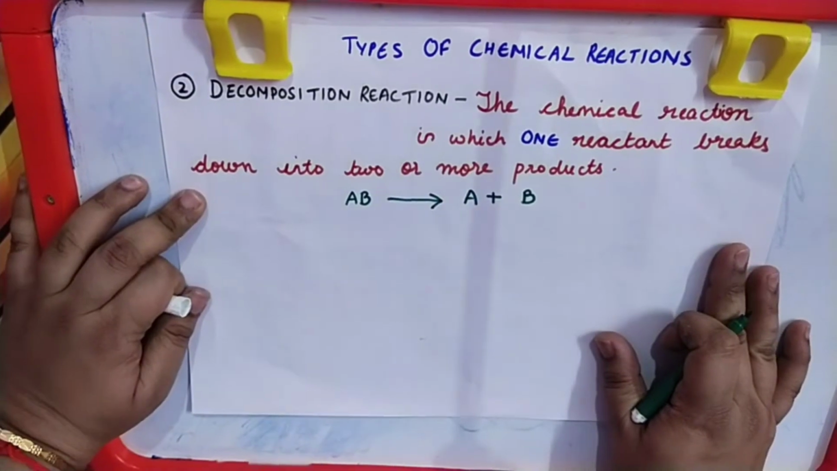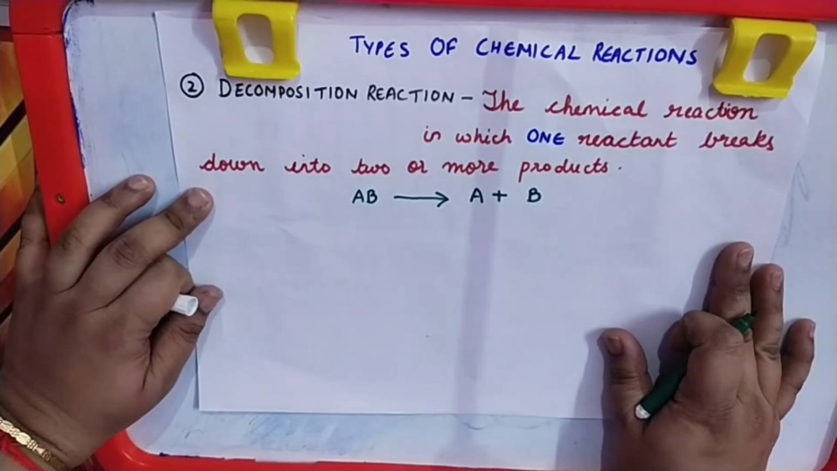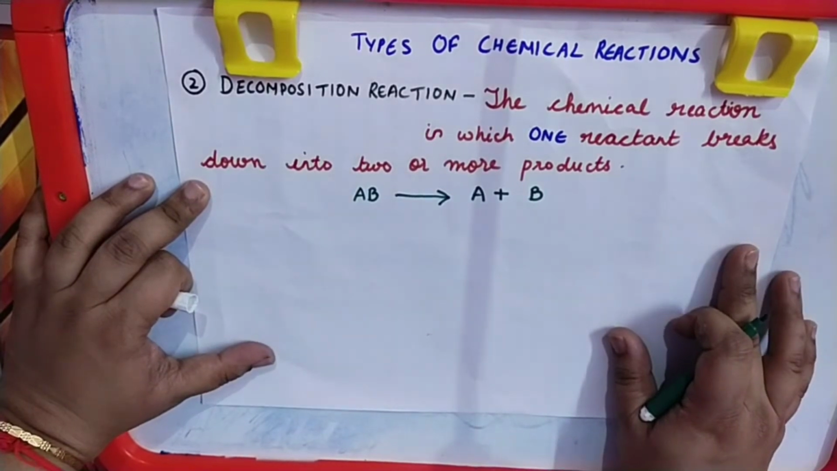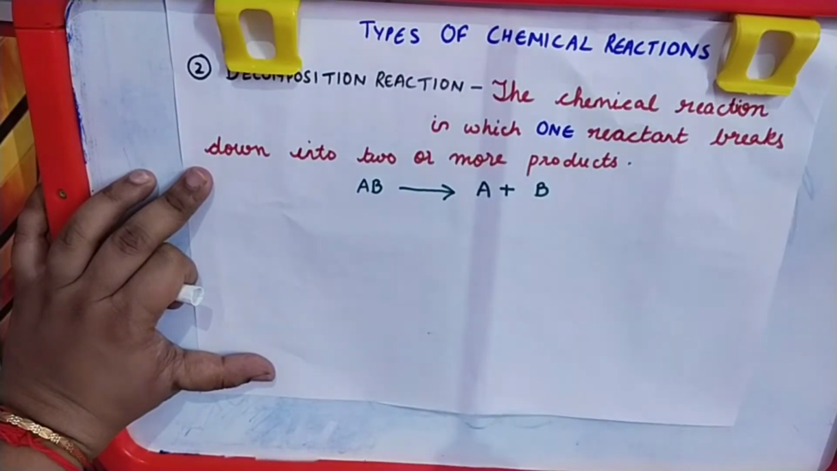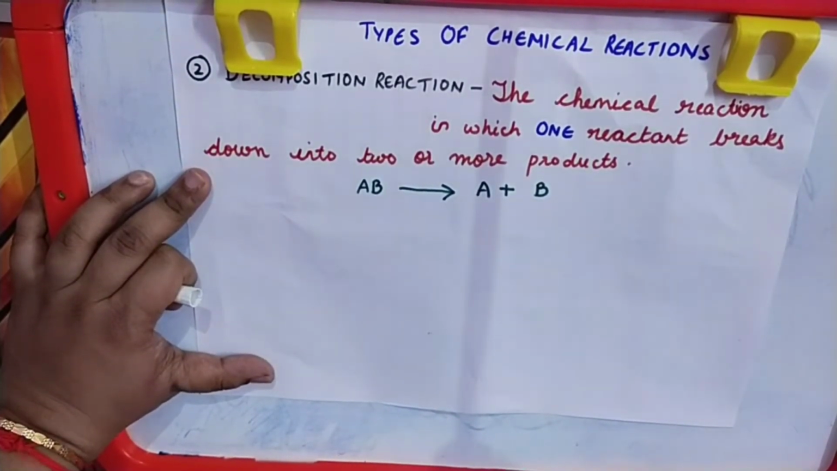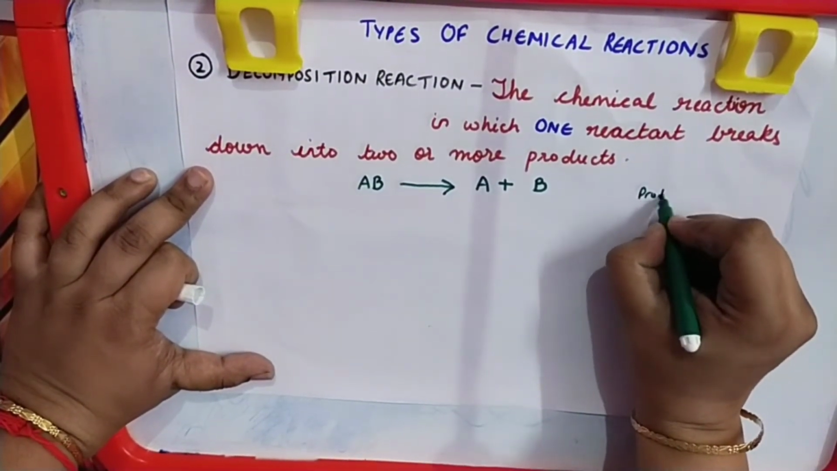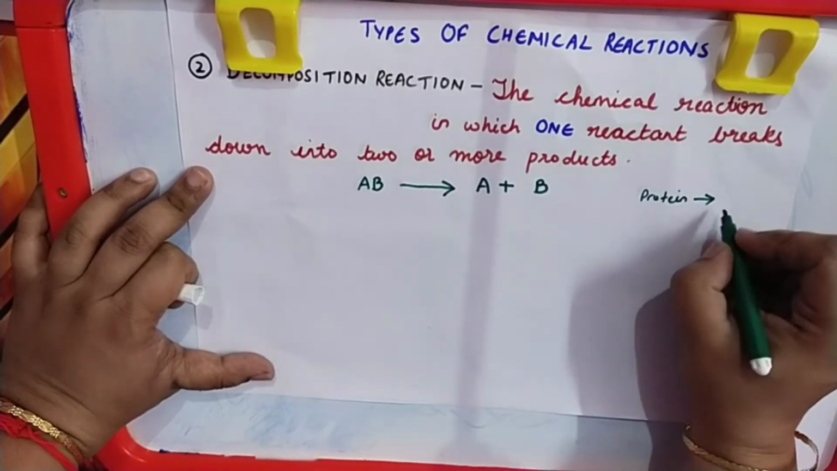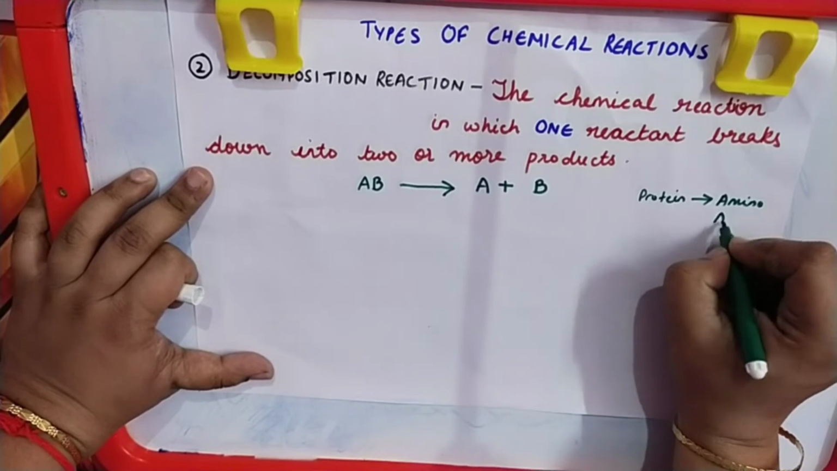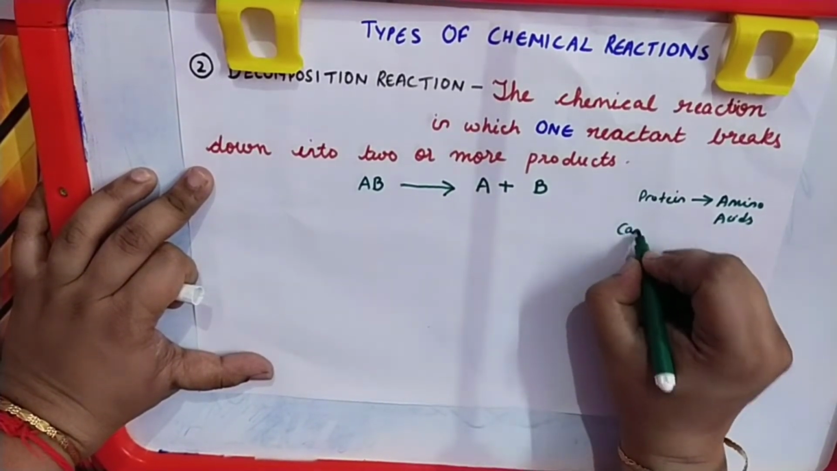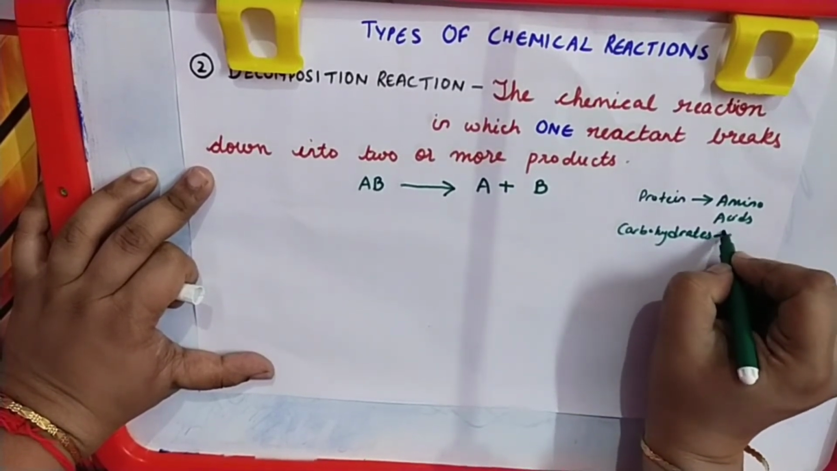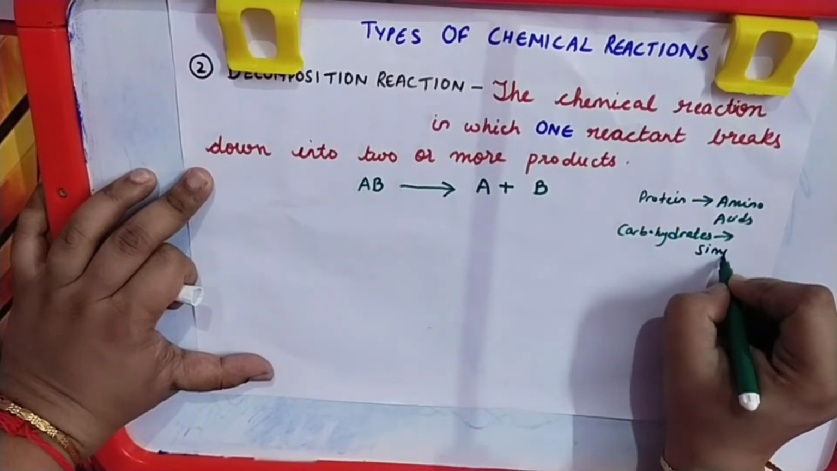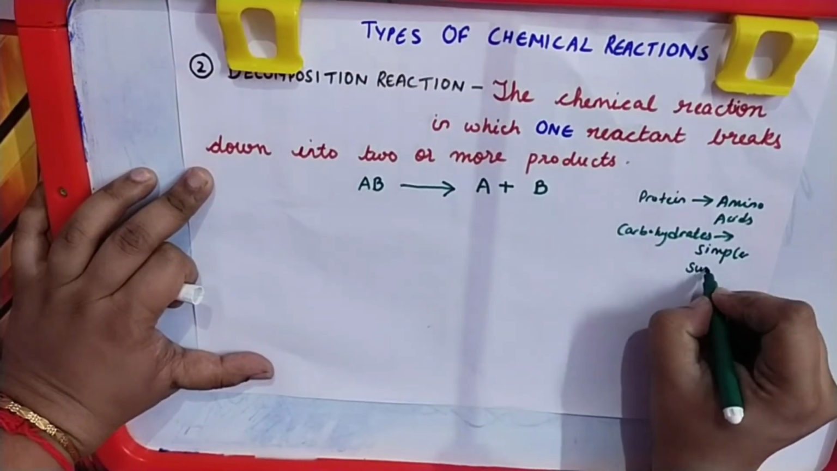Now we can observe decomposition reaction in our daily life. For example, whatever we eat is digested. The food that we eat gets digested into waste products. This is also an example of decomposition reaction. Suppose the protein we intake, protein gets broken down into amino acids. Carbohydrates, that is our main source of energy, get broken down into simpler sugar.